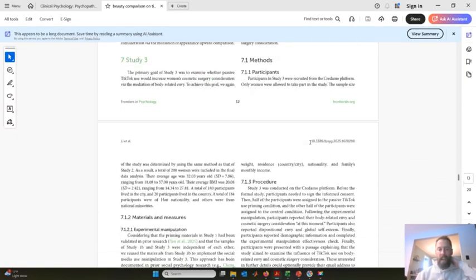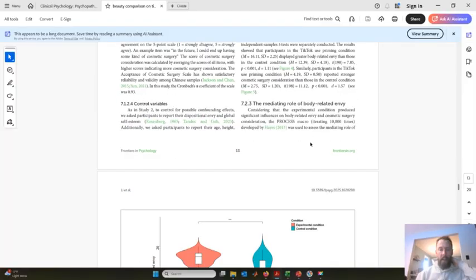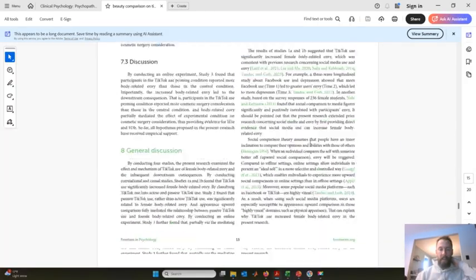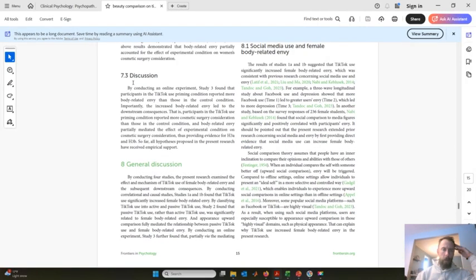But then finally, the last thing I'd do is I'd hunt for something that says discussion. And this study is so long, there are so many different sections, there might be multiple discussions. But here, 8 general discussion. This is like the master discussion. So there's probably a discussion for study 1, a discussion for study 2, and a discussion for study 3. But the general discussion is a good place to start.